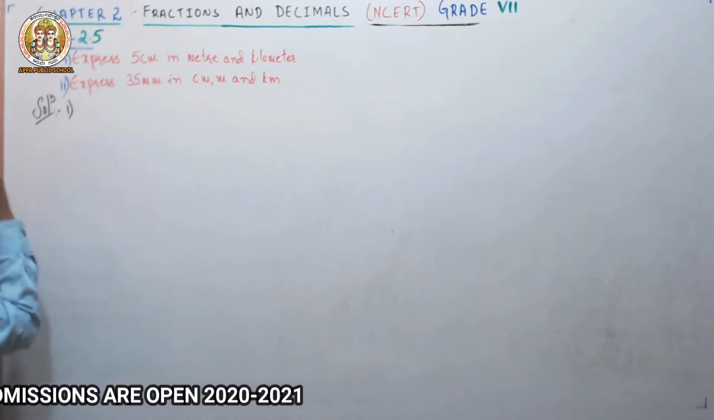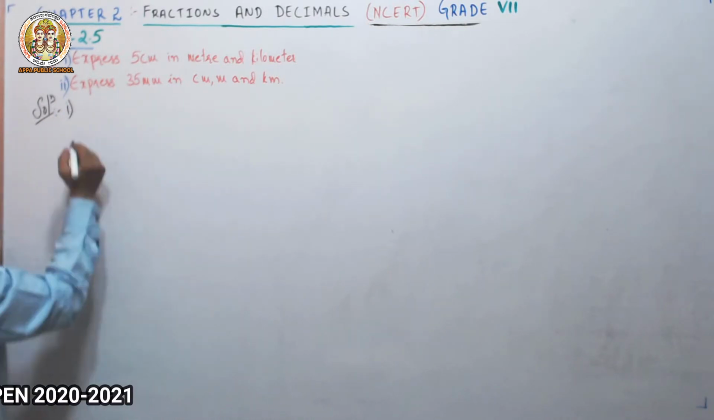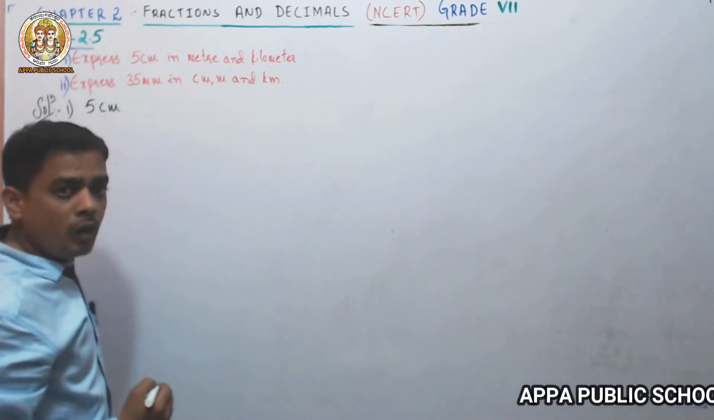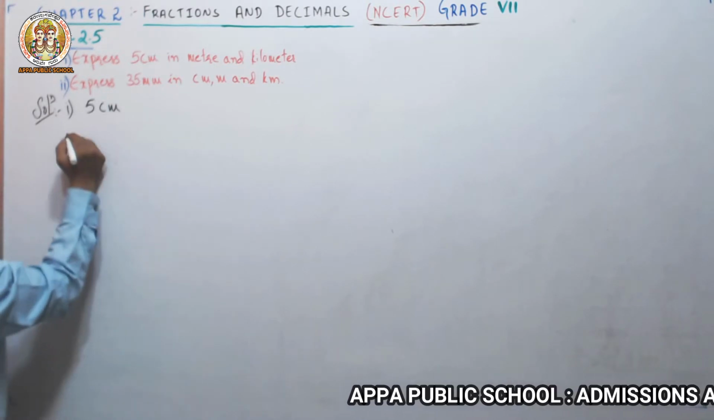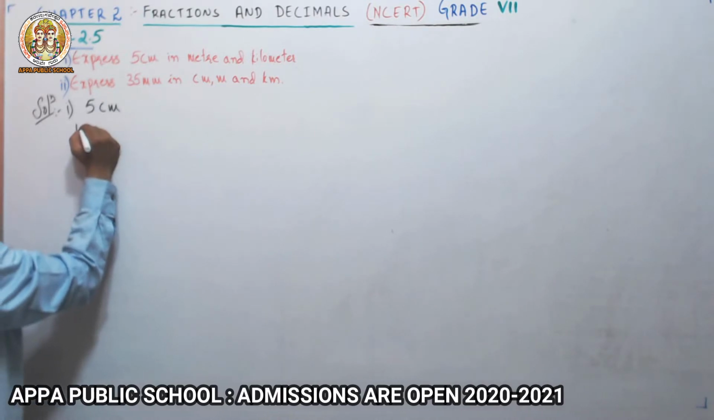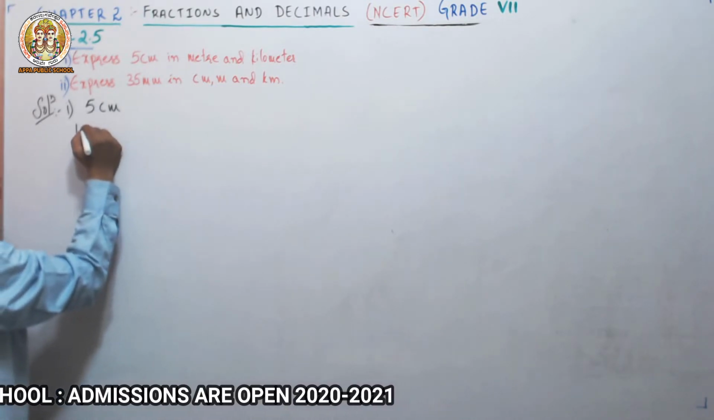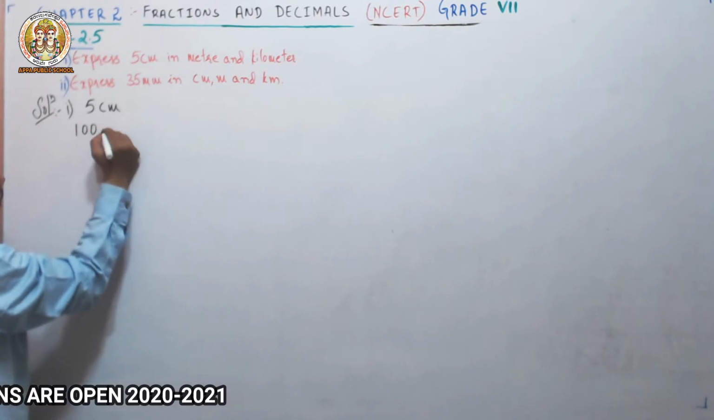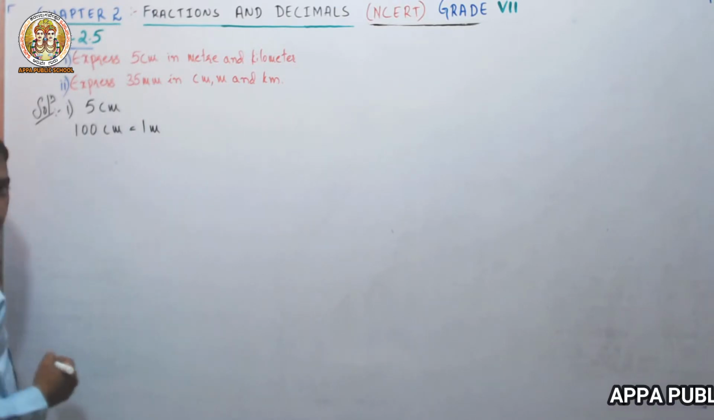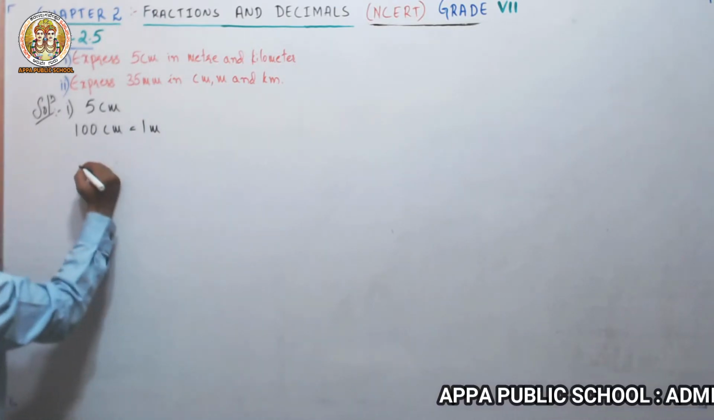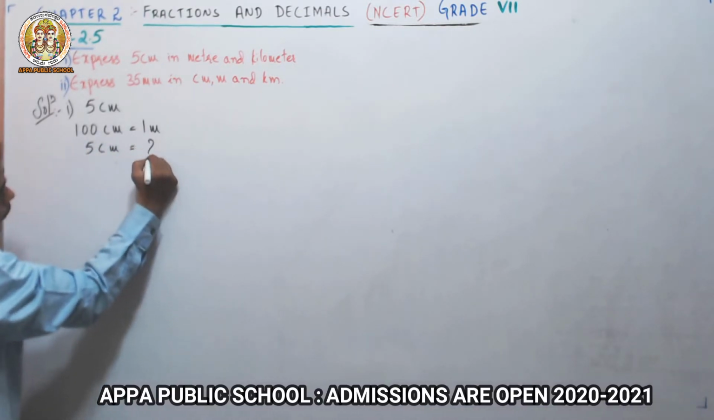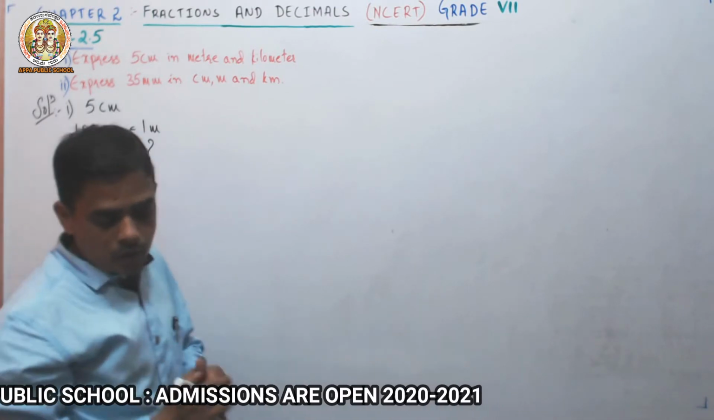The first bit is 5 centimeter in meter and kilometer. The question he has given is 5 centimeter, so we have to convert this 5 centimeter into meter. We know that 100 centimeter is equal to 1 meter. Next, 5 centimeter is equal to how many meters?